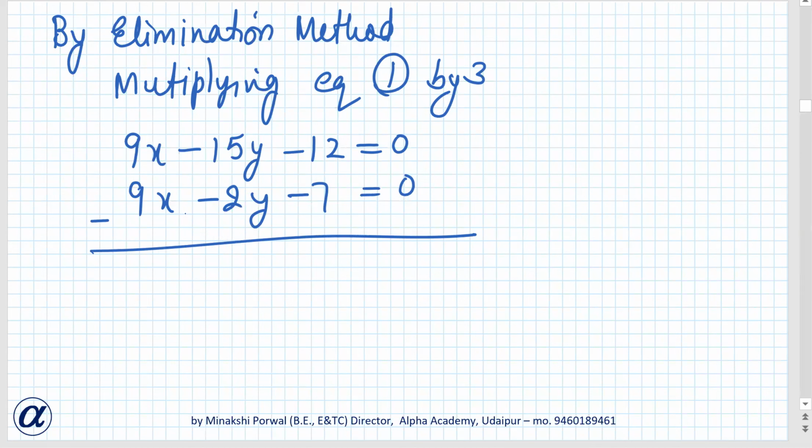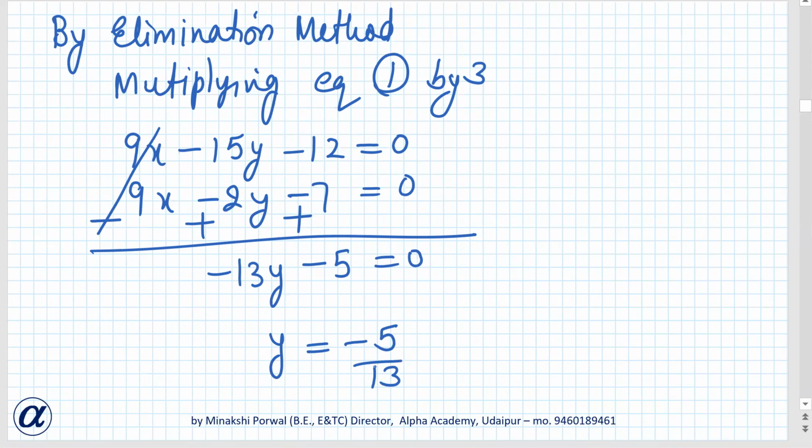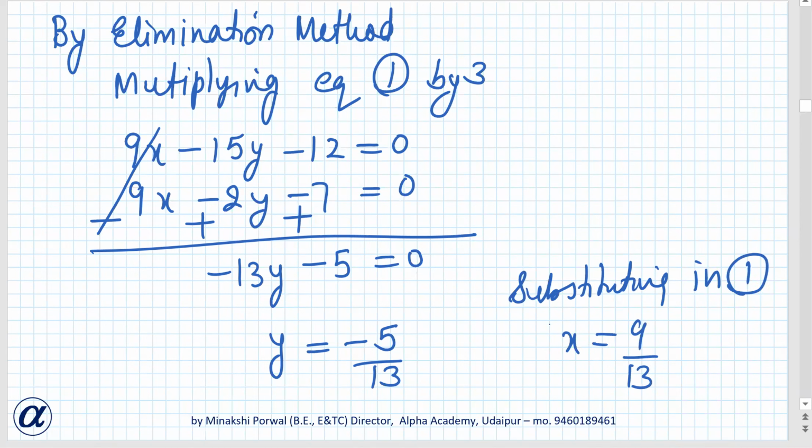Now we'll subtract. So for subtraction we'll be changing signs. That is equal to minus 13y minus 5 equals 0. So y equals minus 5 by 13. And when we will substitute this, similarly substituting in 1, we'll get x equals 9 upon 13. Okay.